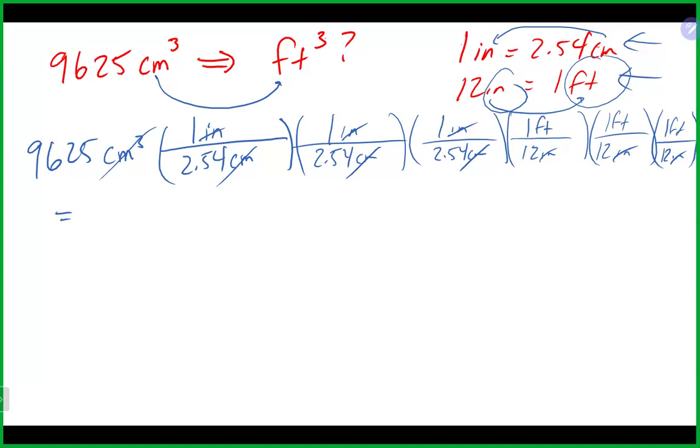divided by 2.54, 2.54 one more time, and 2.54 one more time. Divided by 12 once, divided by 12 twice, and divided by 12 one more time gives us 0.3399 cubic feet in this case, right?